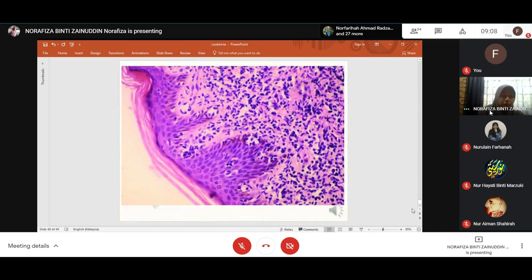All right, this one, okay. This is a skin biopsy of a patient with ATLL showing dermal infiltrate, with epidermal tropism and microabscess in H&E stain. So epidermal tropism refers to the lymphocytes residing at the epidermis.